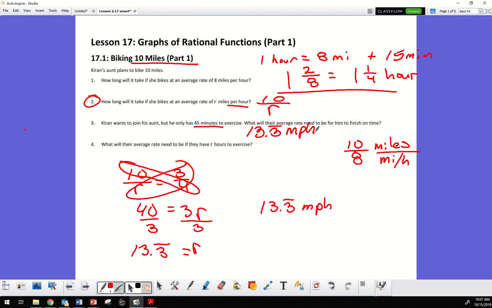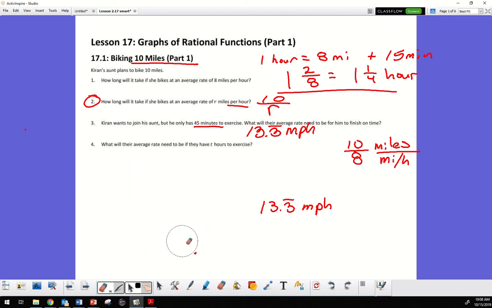What if it was 30 minutes? That would be a half, right? That would be 1/2. But what if they only had 1 hour? It would just be 1, right? So I wouldn't have to have a fraction there. But in the case of setting it up like the cross products, I would just put T over 1. Because doing cross products, you need to actually have a numerator and denominator.